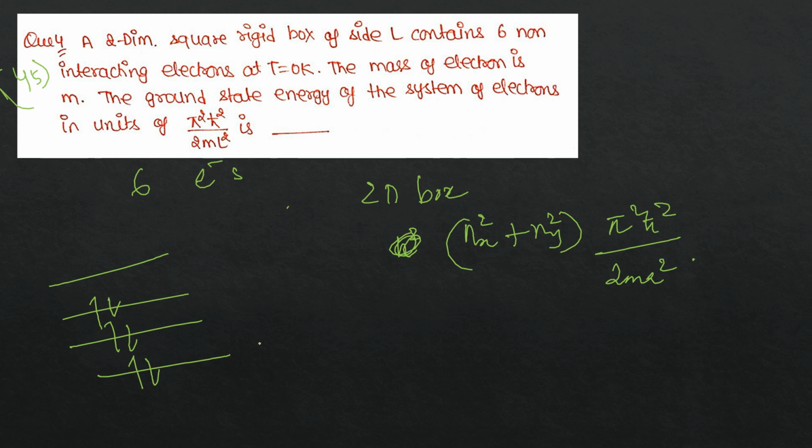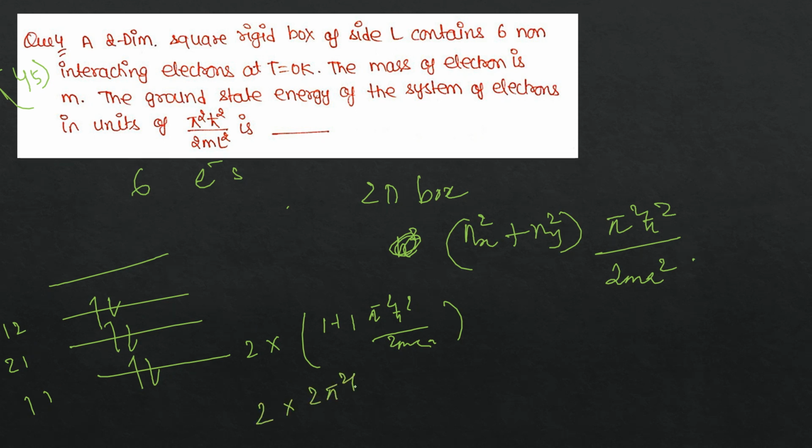This is the arrangement. So this one will be 2 into (1 plus 1) pi square h cut square by 2 m L square. That is, nx is 1, ny is 1. This is 1, 1. Then 2, 1 and 1, 2. Degeneracy is 2. So 2 into 2 pi square h cut square by 2 m L square.